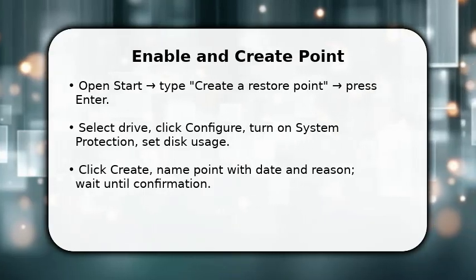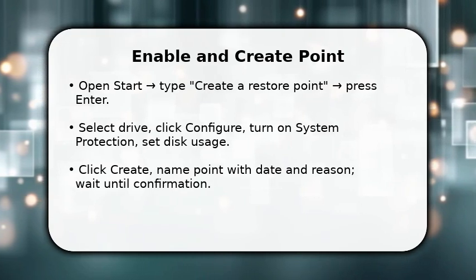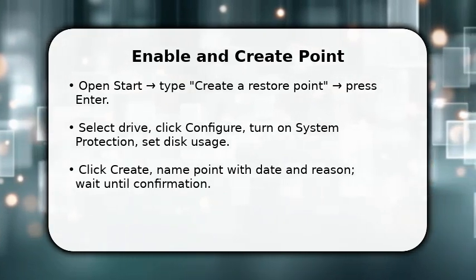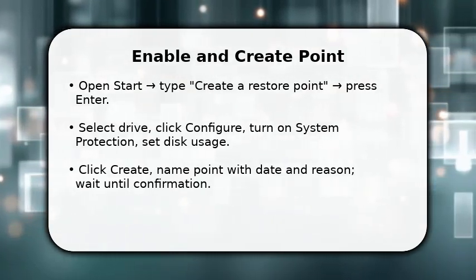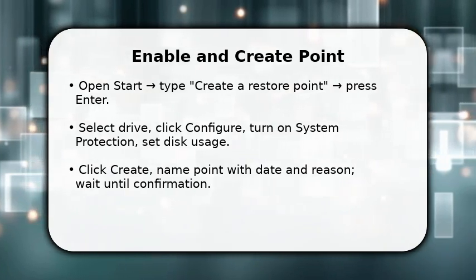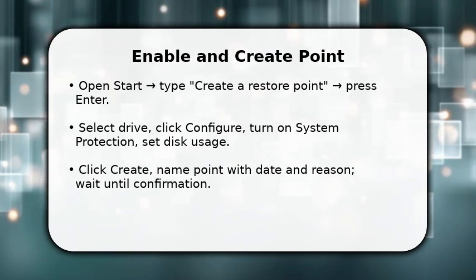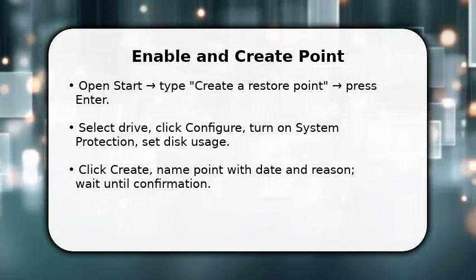You begin by ensuring you have admin rights and enough disk space. System Restore saves system files and registry so you can revert bad changes. Once ready, open Start and type, create a restore point to open System Properties.